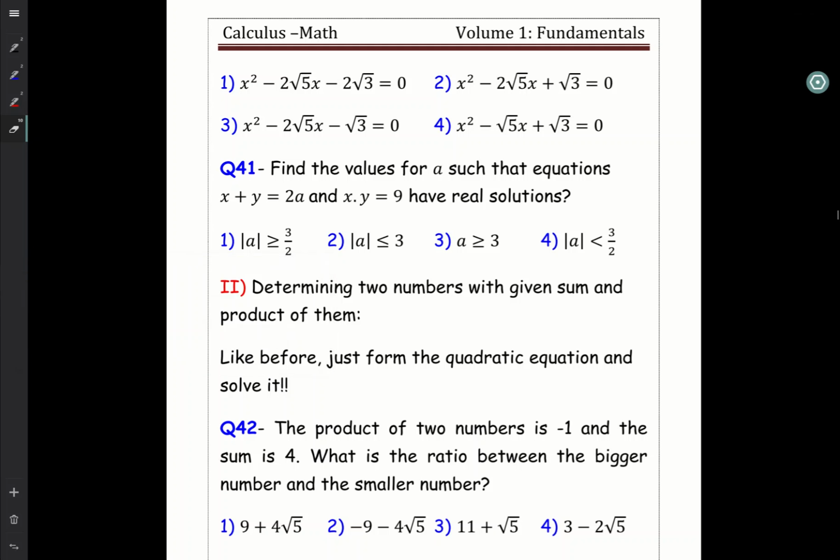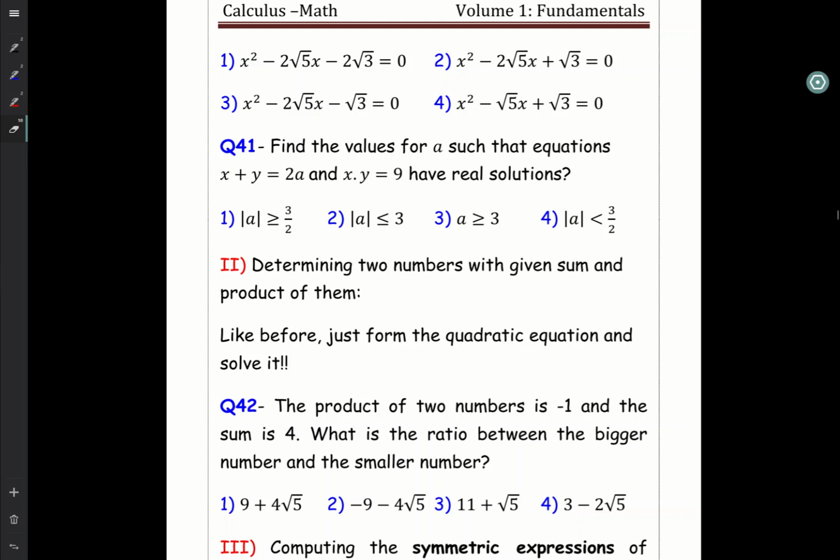Hello and welcome back. In this lecture, we are going to continue our discussion on quadratic equations, and let's continue with question 41. Find the values for the parameter a such that the equations x plus y equals 2a and xy equals 9 have real solutions.